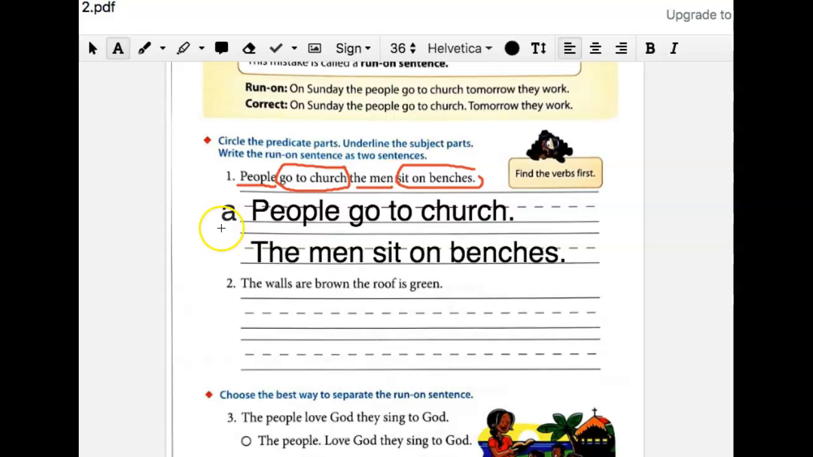Now we can write this run-on sentence as two sentences. People go to church. The men sit on benches. Now each sentence has one complete thought.